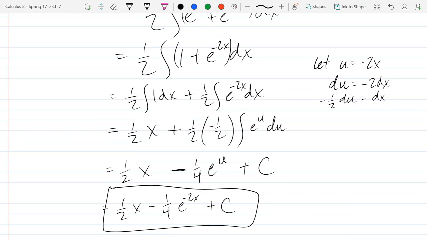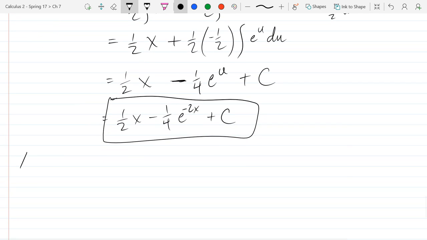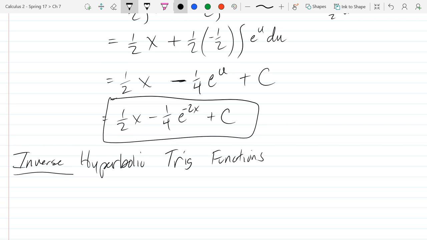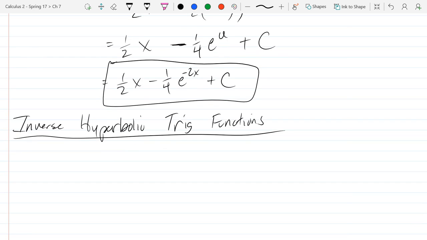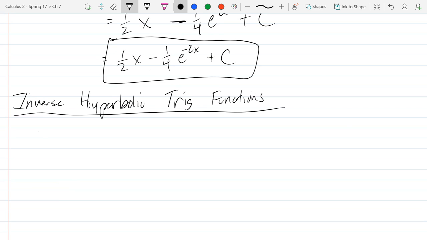Now we're going to invert all these functions. And we're only going to invert, nope, we'll invert all 6. All right. We'll start out with cosh inverse, which is written the way you would expect.